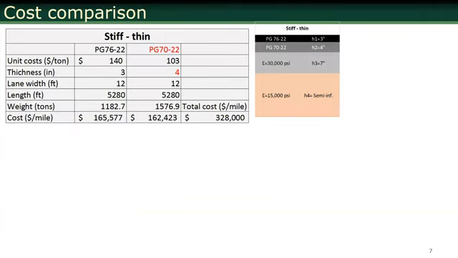For example, look at this. The unit costs are real numbers from a bid tab. For the stiff and thin mixture, you have $140 per ton for the 76-22, and $100 per ton for the 70-22 mix. And thicknesses are 3 inches and 4 inches. Lane width is 12 feet. If you do the math, you can come up with the amount of weight for a given mile, and you can calculate the total cost. This is only material cost.